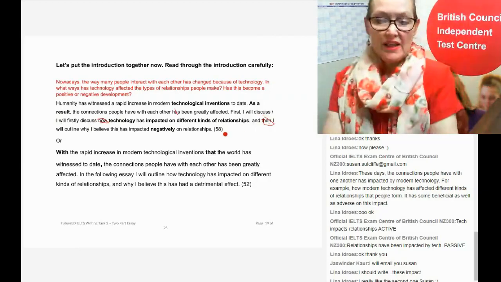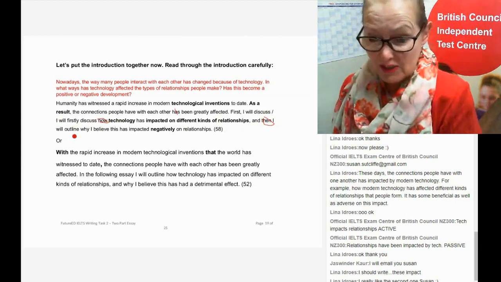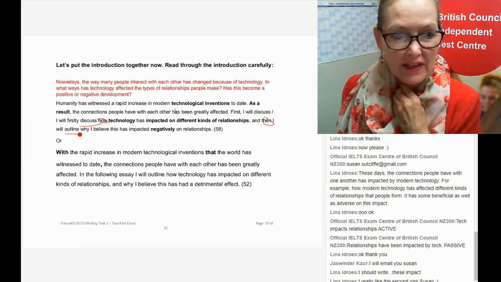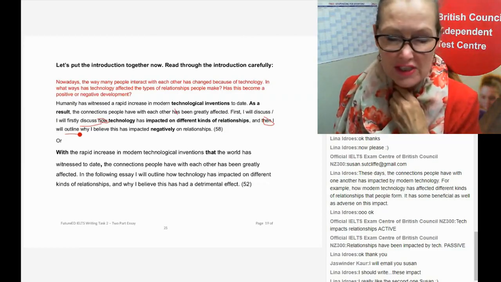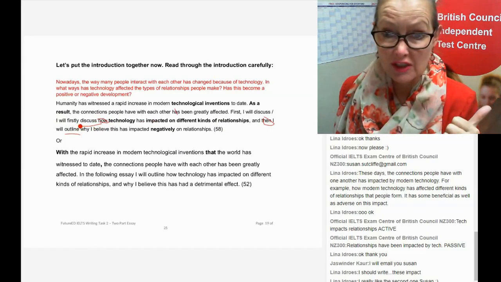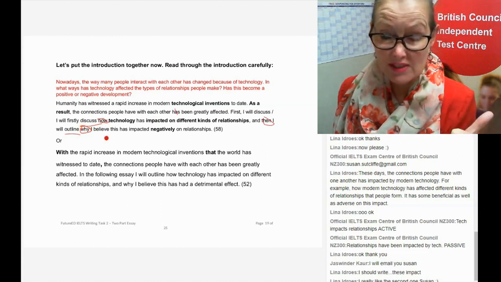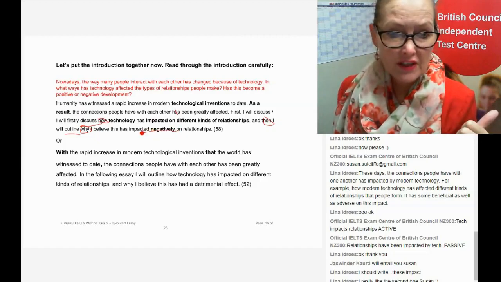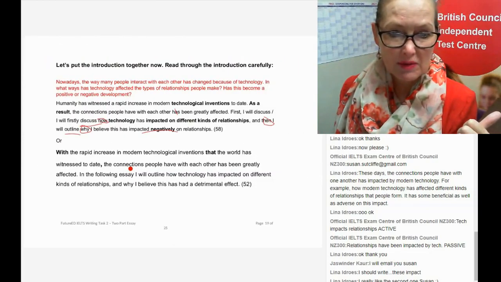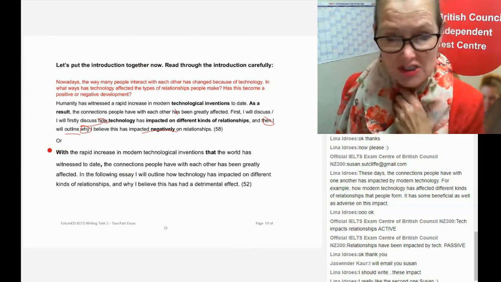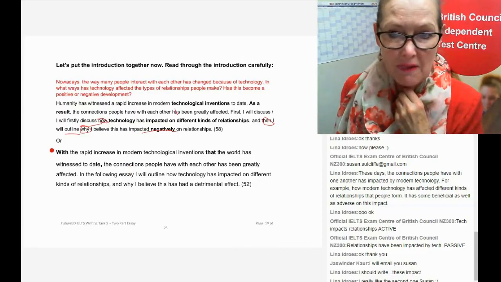Oh, good, good, yes. This little word with is quite useful. Let's just talk our way through that and see what's happened. Okay, so if we have a look at the first one, we've got two sentences, haven't we? Humanity has witnessed a rapid increase in modern technological inventions to date. One sentence, full stop. As a result, consequence, the connections people have with each other have been greatly affected. I just need to change that grammar, being correct, greatly affected.